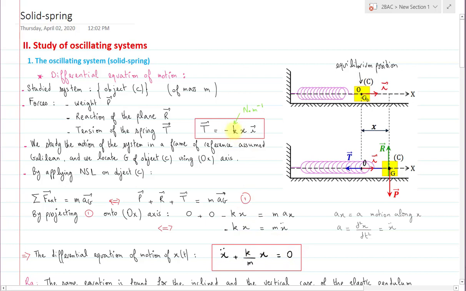Here, just to remind you, k is the spring constant. Its unit is Newton per meter.